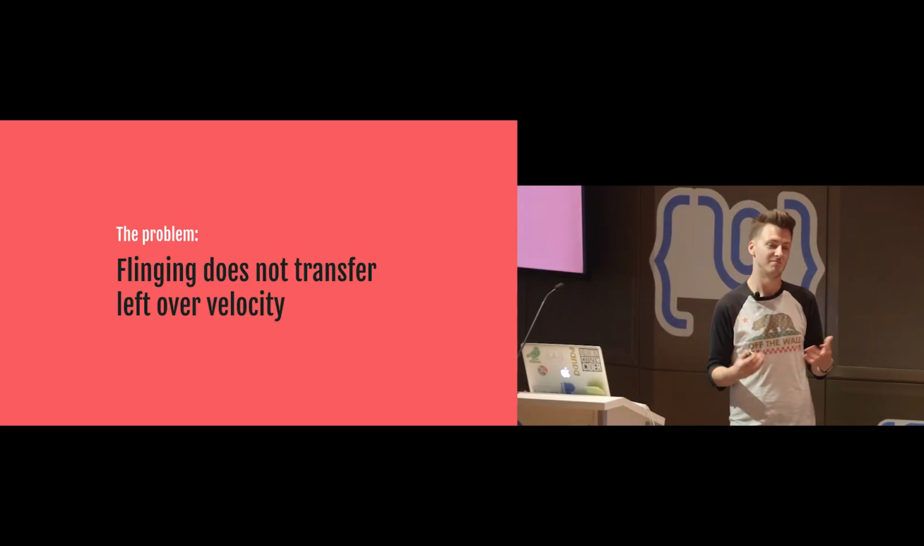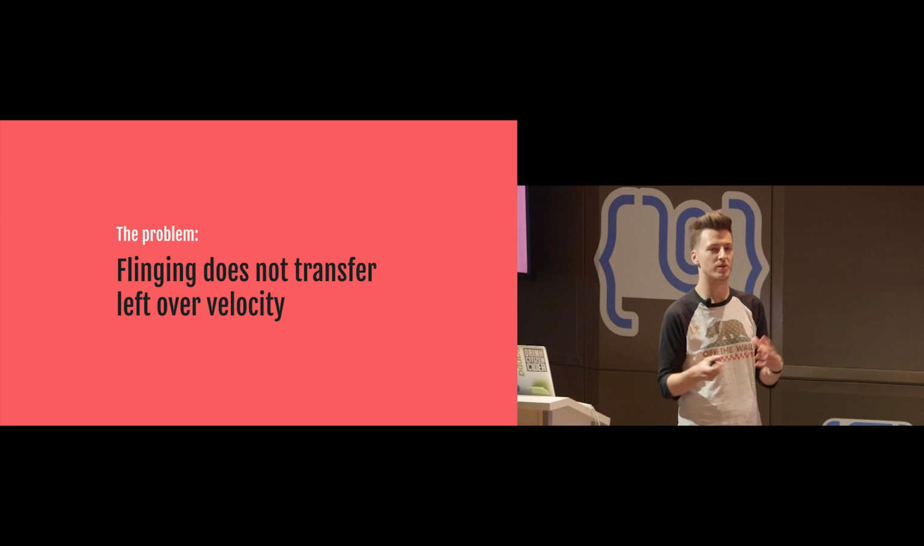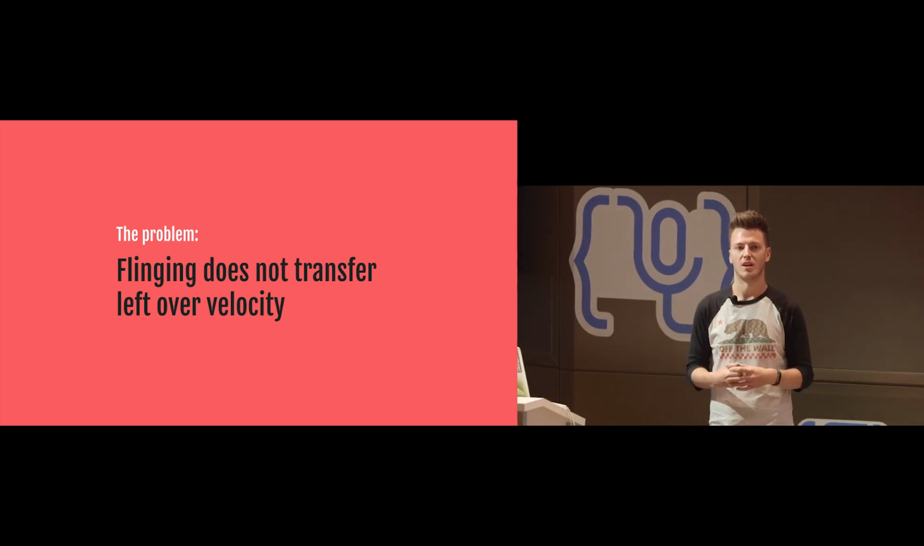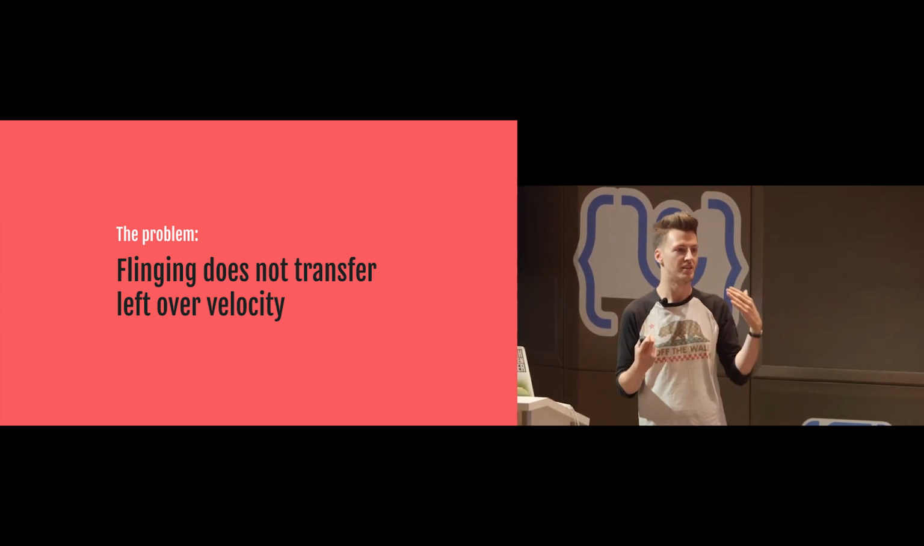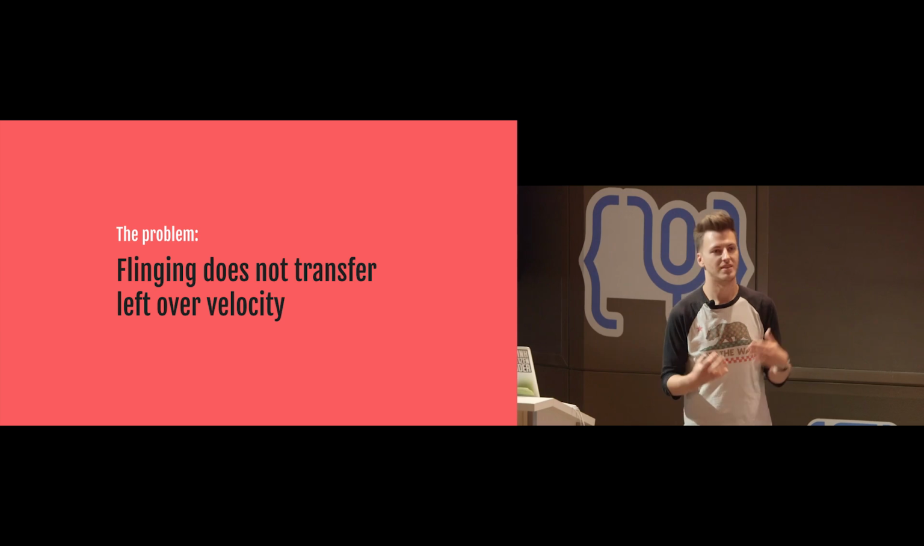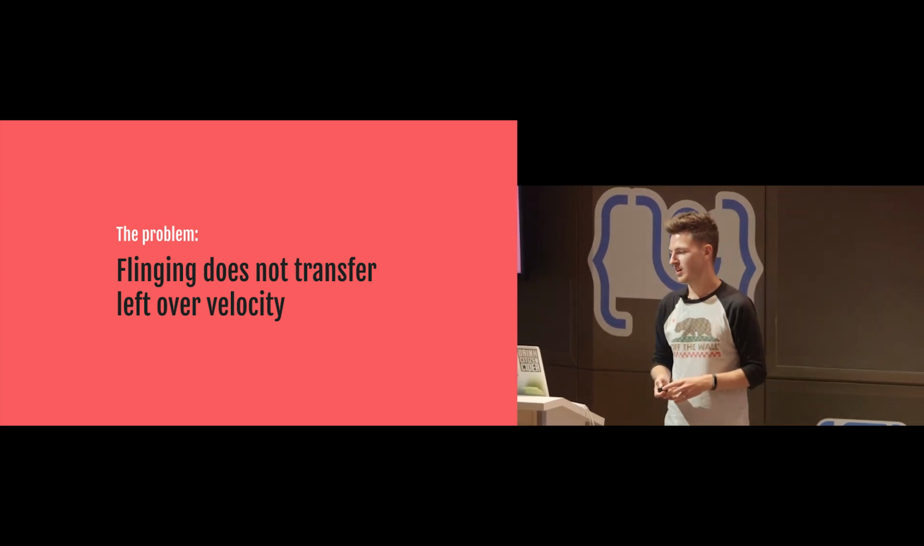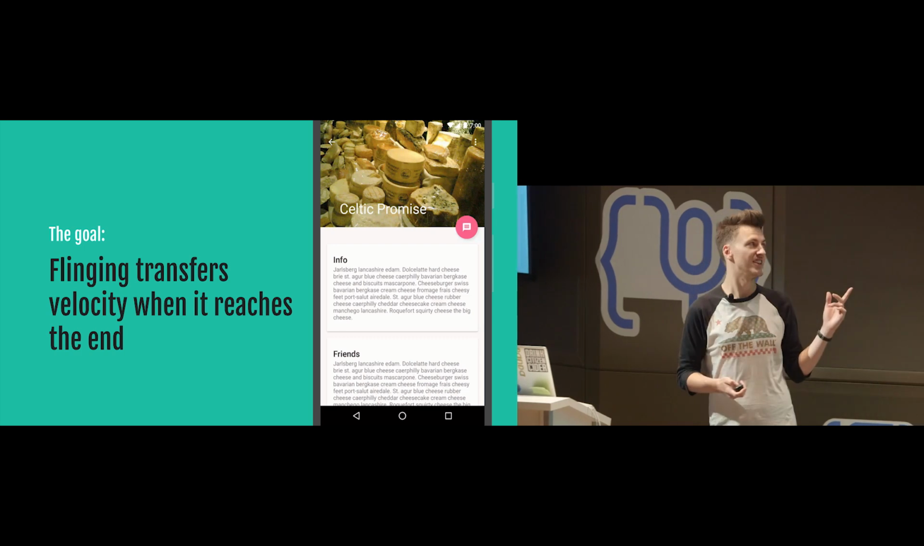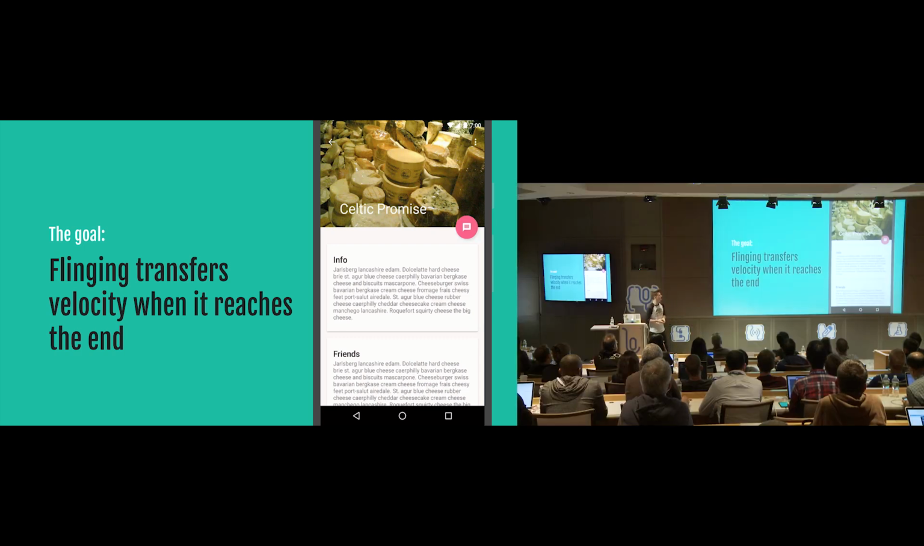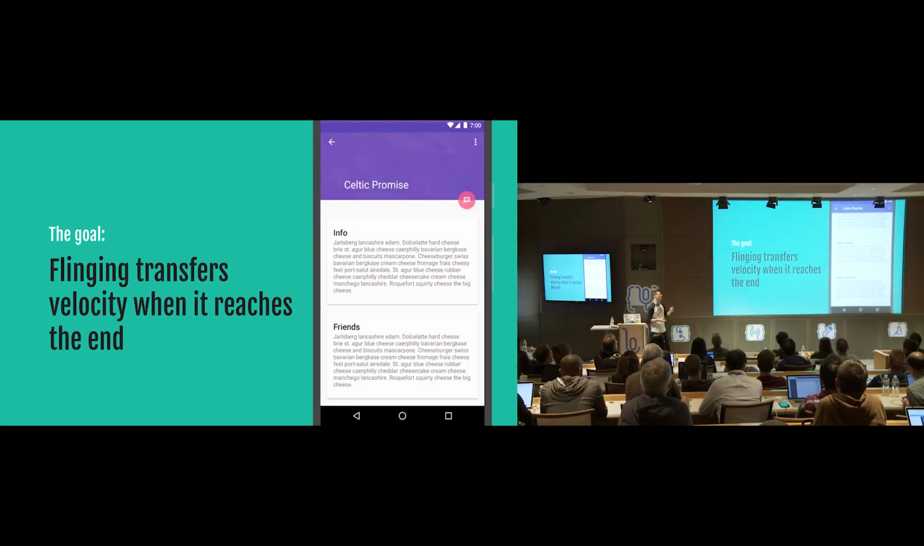So the problem here, quite an obvious problem, is that the flinging doesn't actually transfer. So when the user actually flings and the scroll view hits its edge, the velocity which is remaining isn't transferred. What we actually want is kind of like this. So the user scrolls up, then flings down, and it keeps scrolling down. So that's what we want.